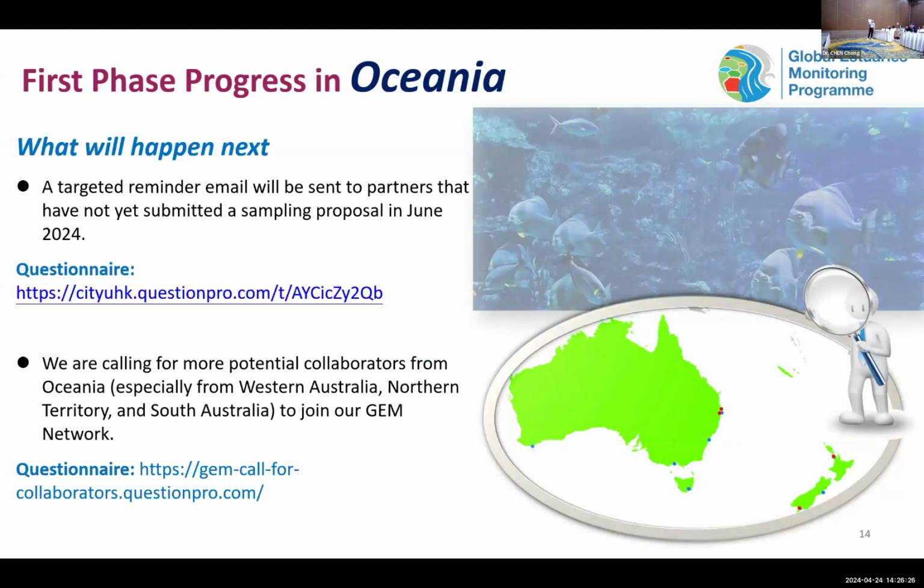And for Oceania, we can see from the map, we are now calling for more potential collaborators from some areas like Western Australia, Northern Territory, and South Australia, where we lack collaborators.